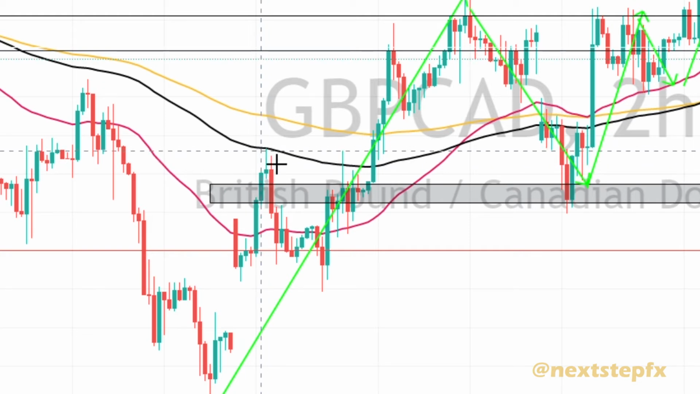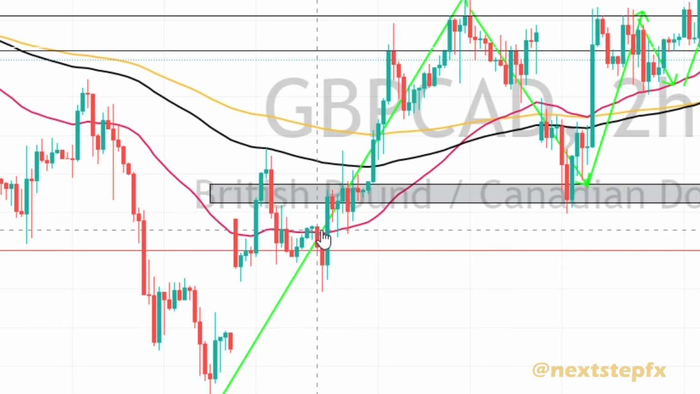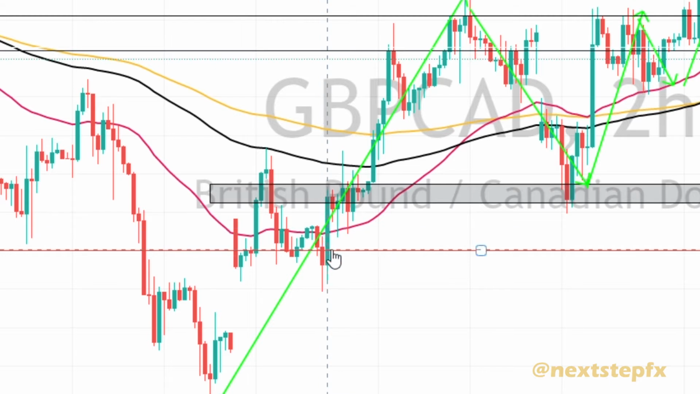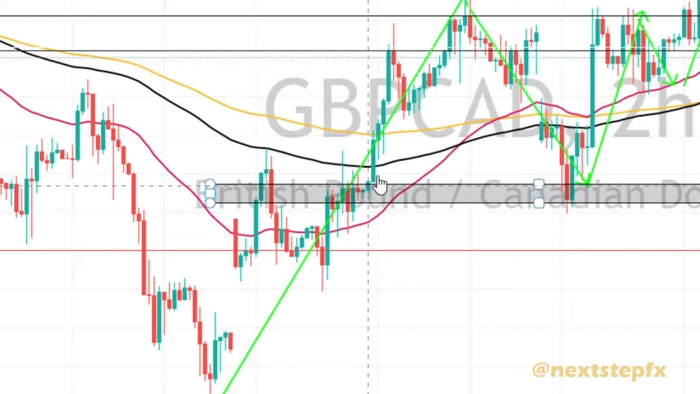Being a non-aggressive trader, I would wait for the retest of my 50 and then get in and take profit on the 130. Take profit on the 130, wait for the retest of the 50, get back in, and then take profit on my 200 EMA.